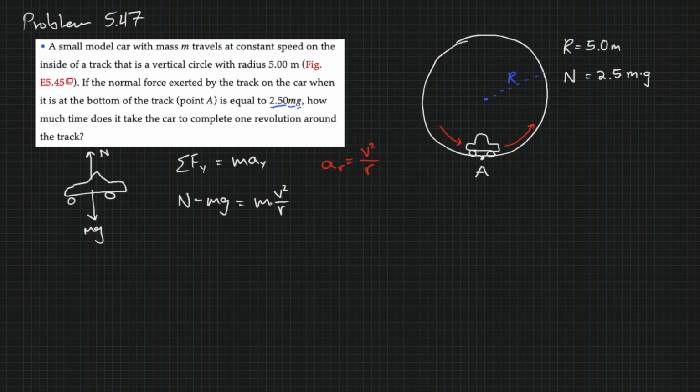So what can I do with this? I'm looking at my equation here. It tells me a value for the normal force. Let me plug that in real quick. So 2.5 times mg minus mg equals mv squared over r. And so simplifying this, 2.5 times something minus 1.0 times the same thing becomes 1.5 times mg equals mass times v squared over r. And so then I can cancel out the masses on both sides. And it seems to me the only thing I don't know here in this equation is the velocity, right?